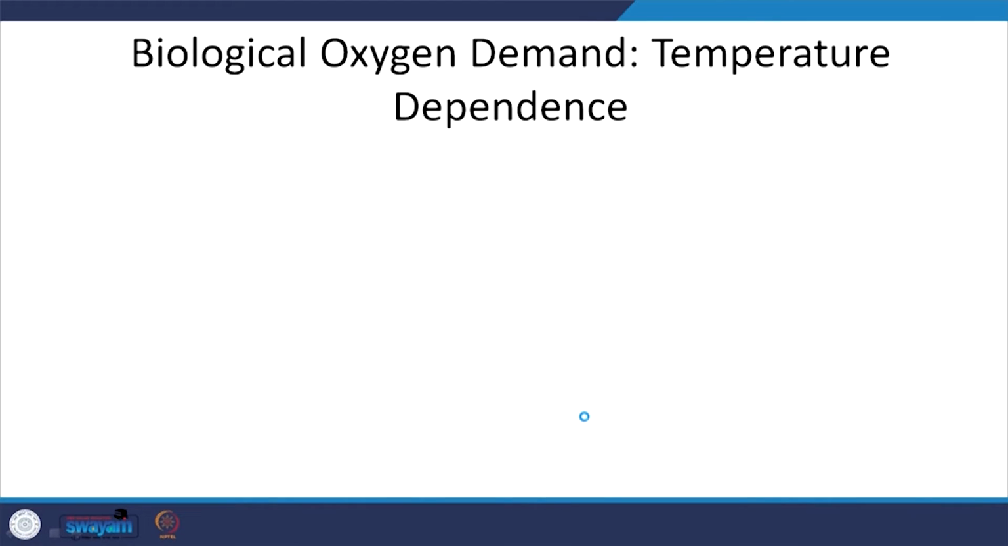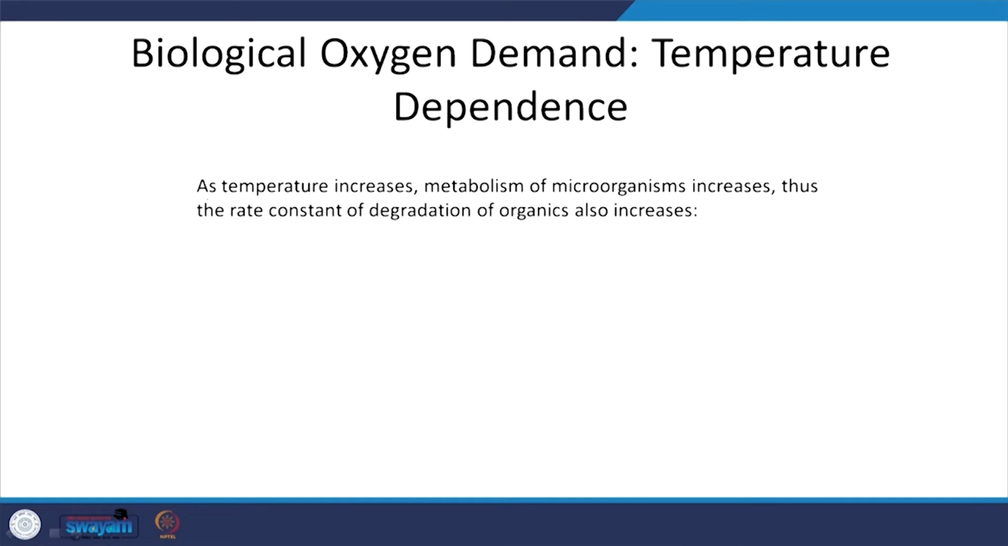So, temperature dependence, as we mentioned, the rate constant is going to be dependent upon temperature. As temperature increases, the metabolism of the microorganisms increases, thus the rate constant of degradation of organics also increases. But it is not as if I increase it to 100 degrees centigrade, it is going to ramp up the kinetics, because you are going to have the death of microorganisms after a certain threshold. So, obviously, we are talking about certain thresholds here, right.